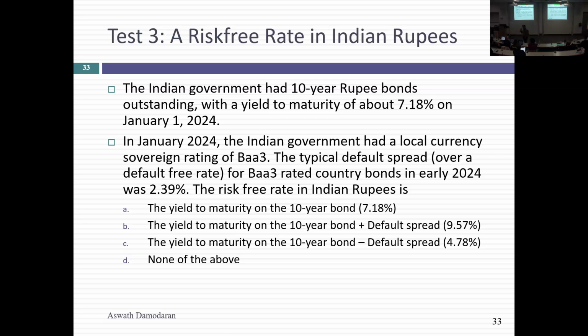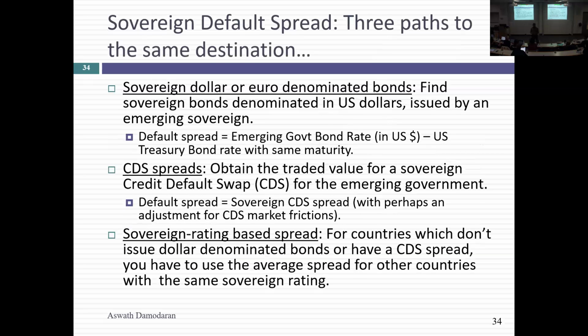The reason I do this is to prevent double counting. If I use 7.18% as my rupee risk-free rate, and I adjust my equity risk premium because it's an Indian company, I'm going to double count risk. So let's talk about how to get this default spread. And I'm going to give you 3 pathways.